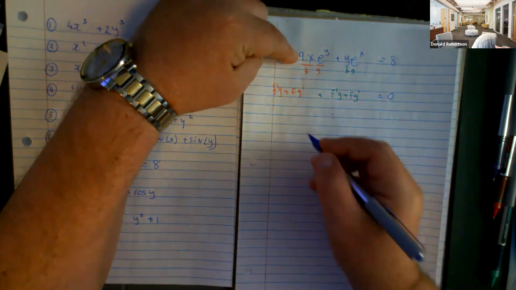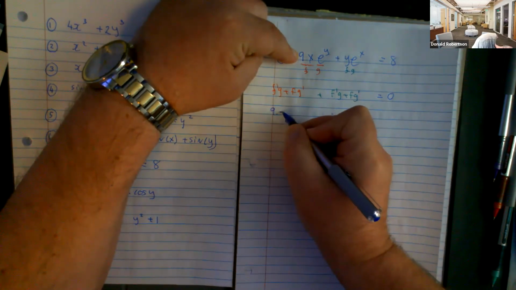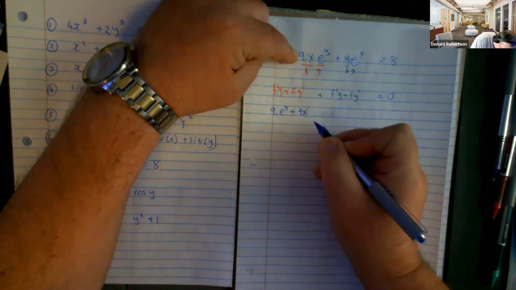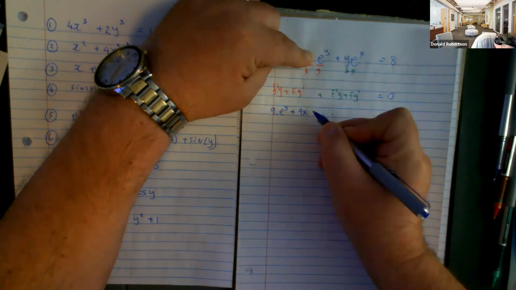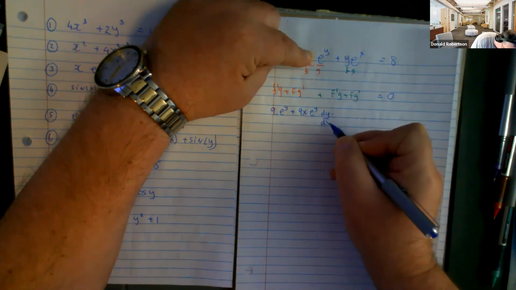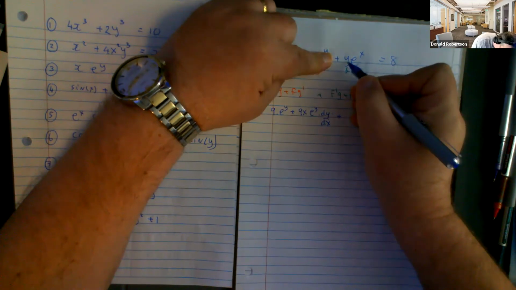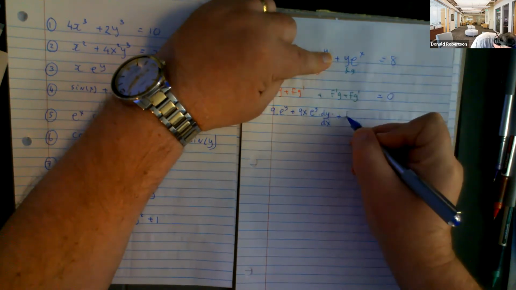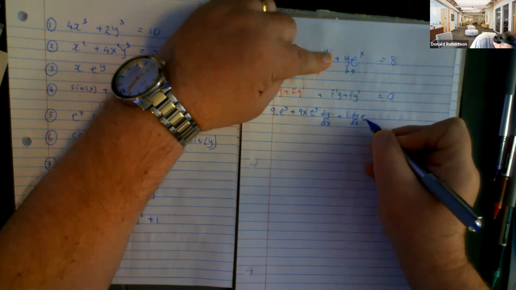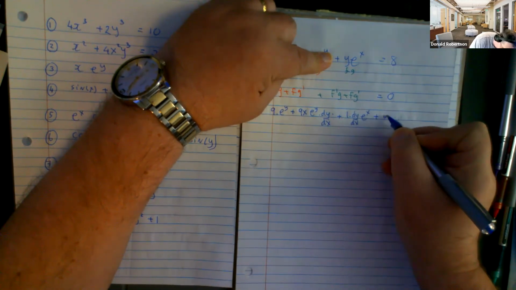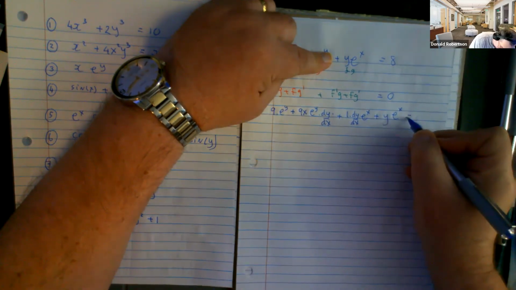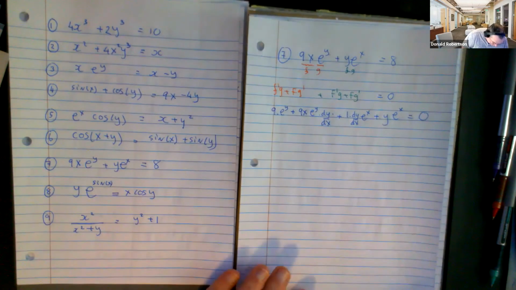So differentiate 9x, you get 9, leave the second guy alone. Leave the first guy alone and differentiate e to the y, which gets you e to the y times dy by dx. Differentiate this fella, you get 1 dy by dx. Leave the second guy alone. Plus leave the first guy alone and differentiate e to the x, and the whole thing is equal to 0.